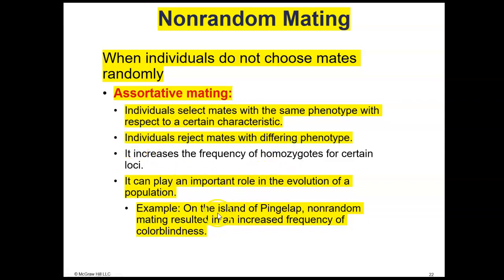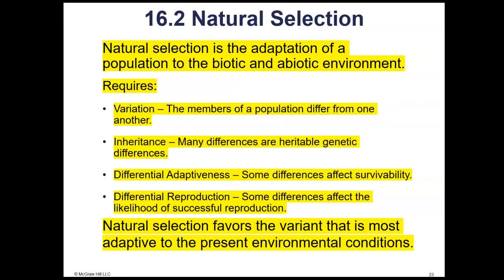So we have an example on the island of, I guess you'd call that, Pingelap. Non-random mating resulted in an increased frequency of color blindness. People who are colorblind tended to mate with other colorblind individuals. And colorblindness is recessive, and it is sex-linked or X-linked.